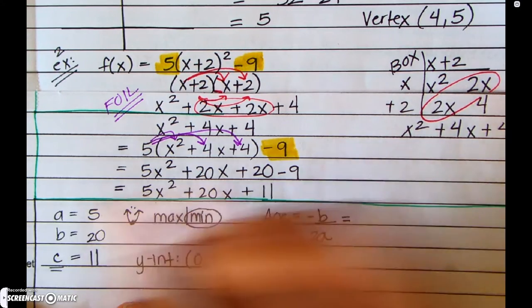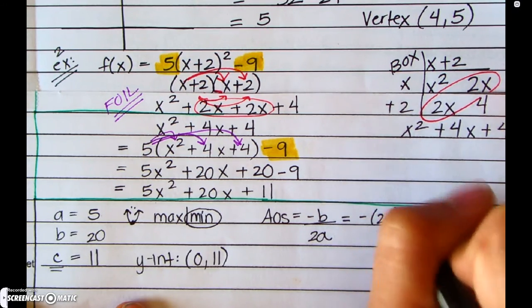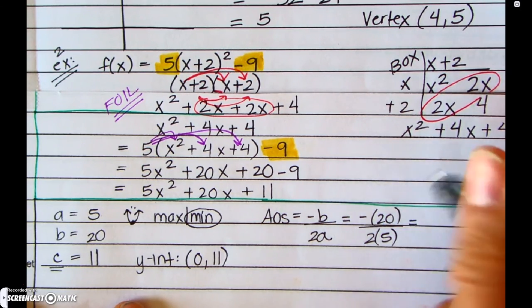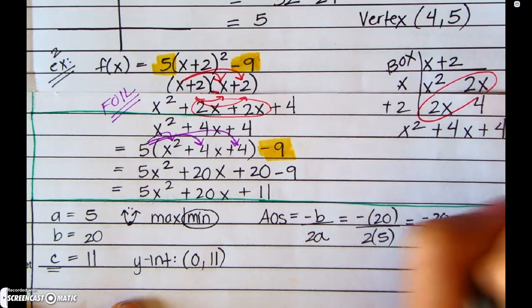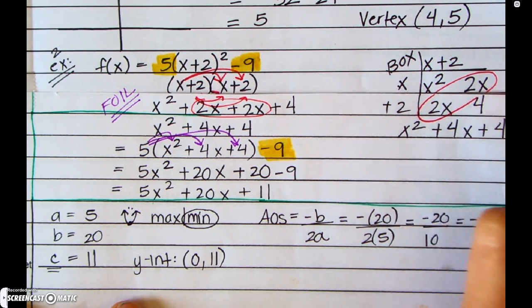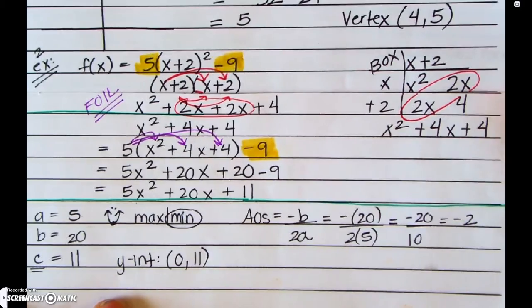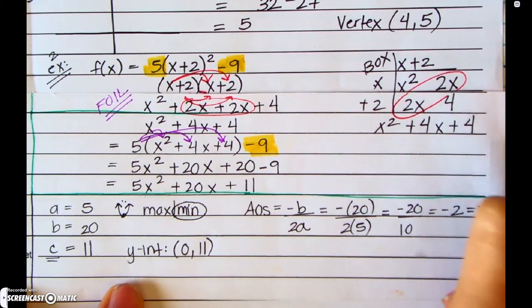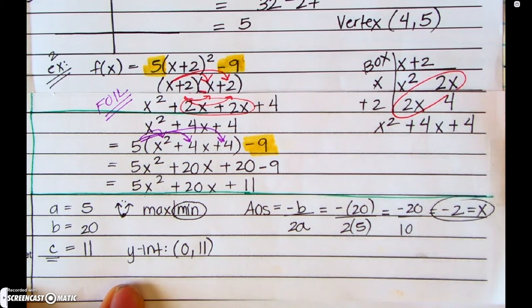What's the opposite of b? The opposite of 20 is negative 20. And then you're going to multiply 2 times a, which is in this case 10. So you have negative 20 divided by 10 gives you negative 2. So your axis of symmetry occurs when x is equal to negative 2.